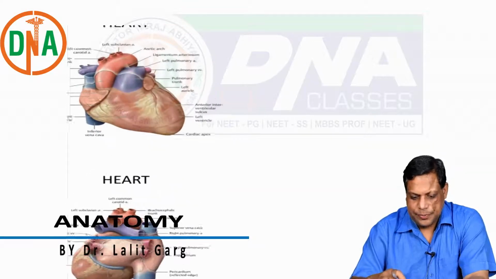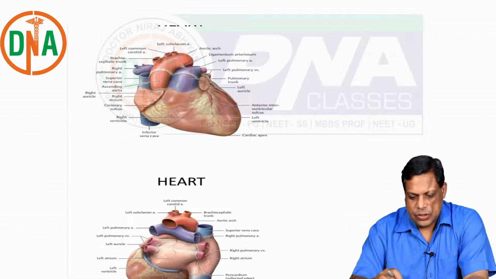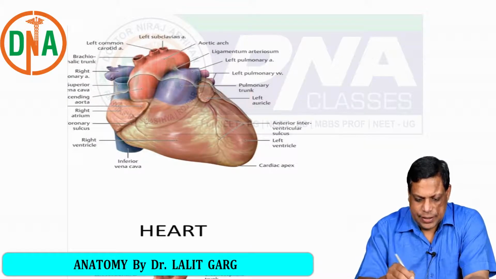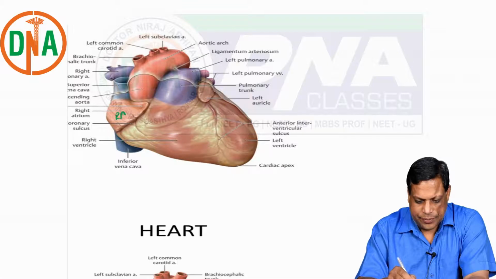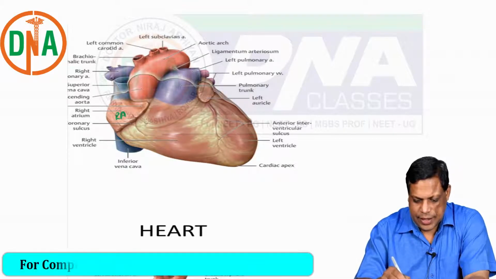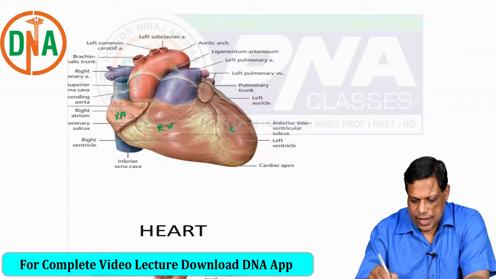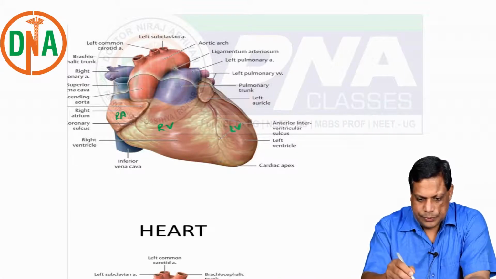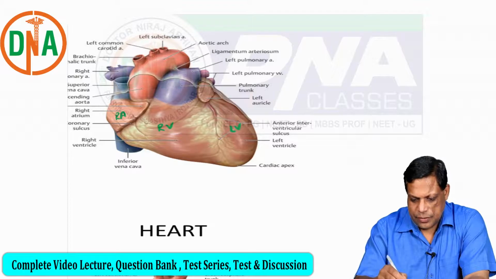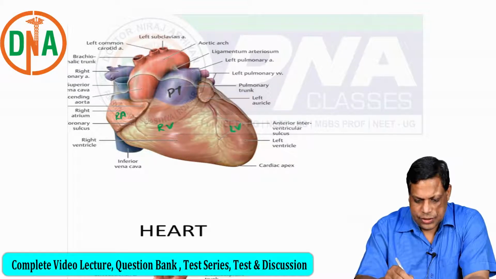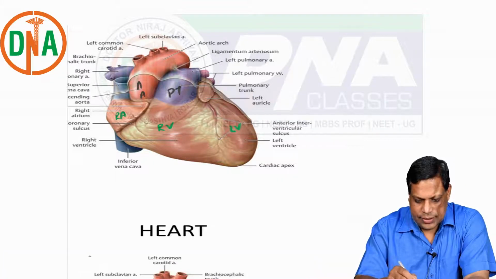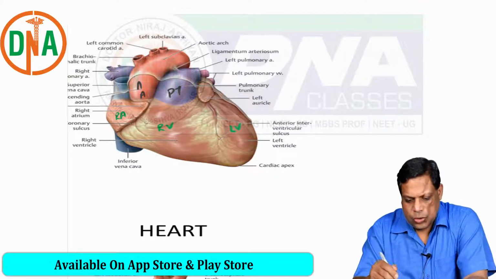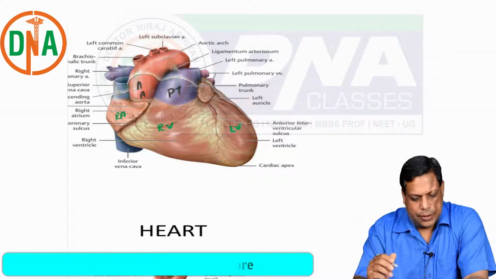Look at this picture. This is the anterior surface of the heart. And the structures which we can see here: this is the right atrium, this is the right ventricle, this is the left ventricle, and this is the left auricle. This is the pulmonary trunk. This is the ascending aorta, this structure is the superior vena cava, and this is the inferior vena cava. So this is the anterior surface of the heart.